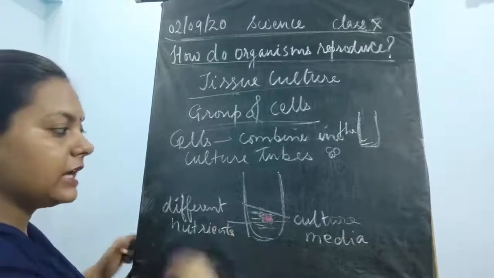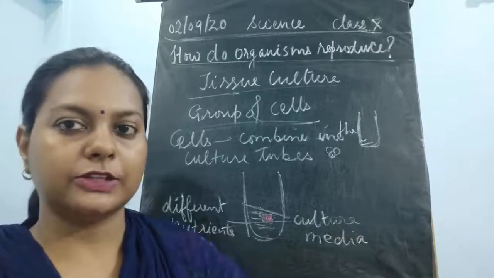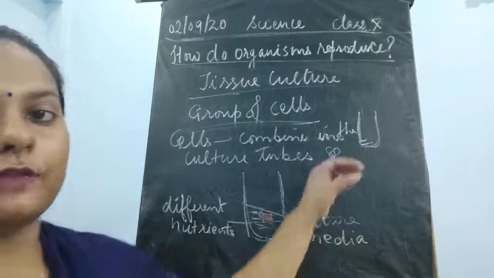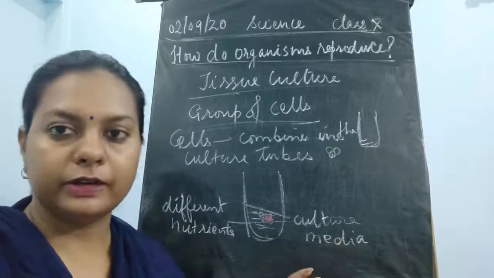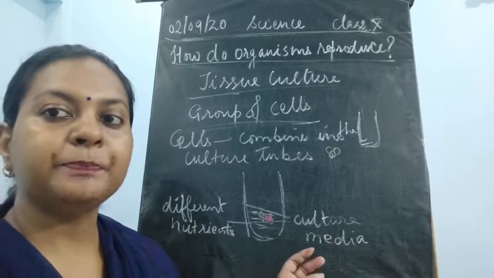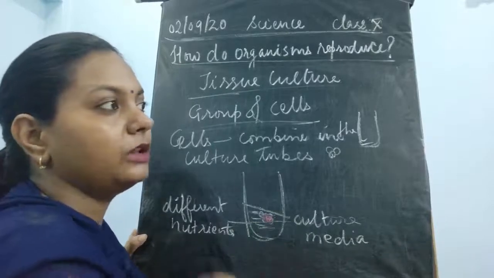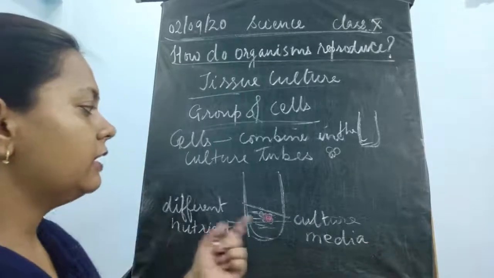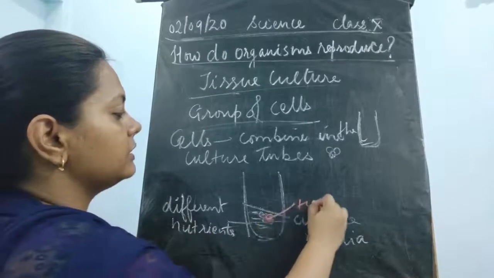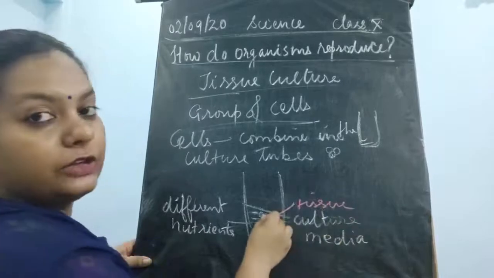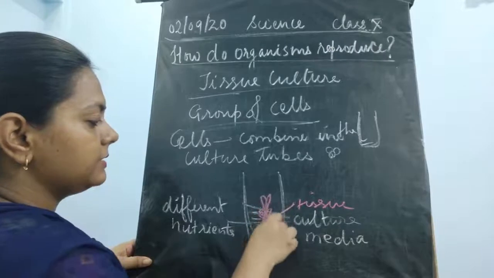Now we are going to change this culture medium continuously after 4 or 5 days, or we will add more and more culture medium. This is a mixture of different varieties of liquids. We'll keep on changing it and add all those nutrients which are important for the plant to grow. This tissue is going to divide and develop into a small plant.